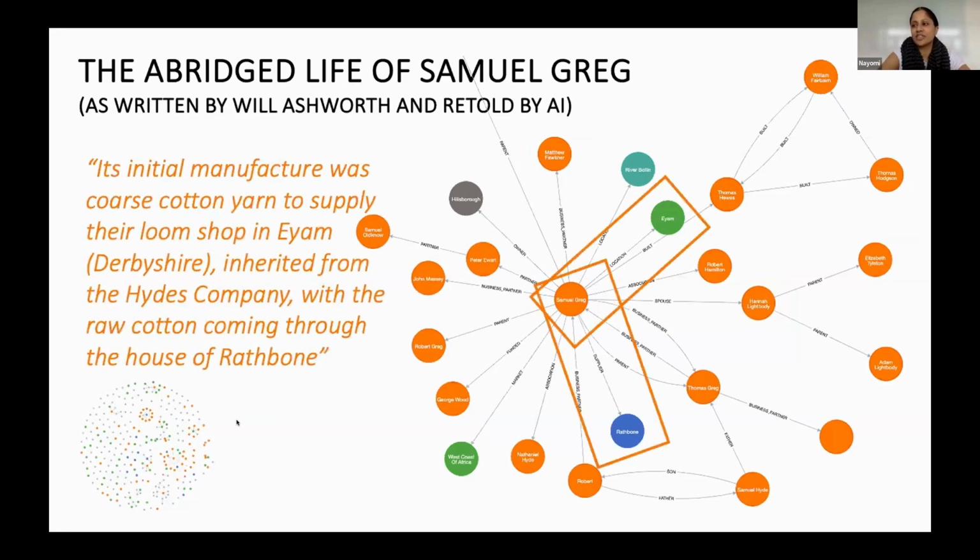And finally, we see the village of Eam is correctly identified as a location, but the fact that it was a mill and not Gregg himself supplying the shop at this location has been ignored. Similarly, Rathbone is correctly identified as a supplier, but to Samuel Gregg and not to his mill.